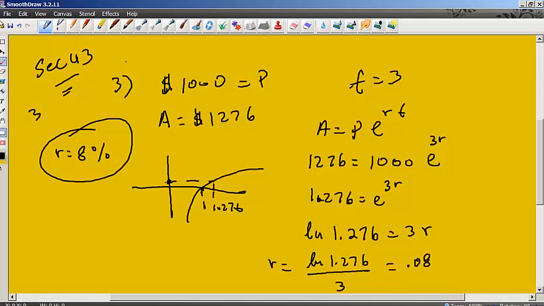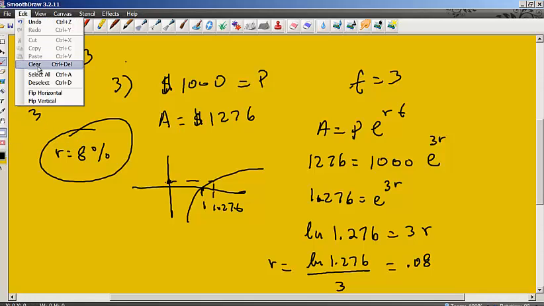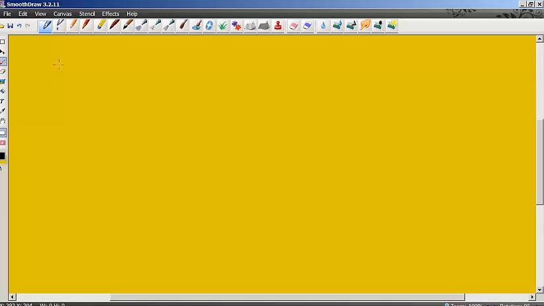Alright. Let's do some more continuous growth and decay. So let's go to section 44. And Ariel, did you say number 10? Yes. Number 11. Yeah, you're going to nursing school. You're going to see this a lot. 12. You'll see this a lot in biology. Yes. 12? Right.